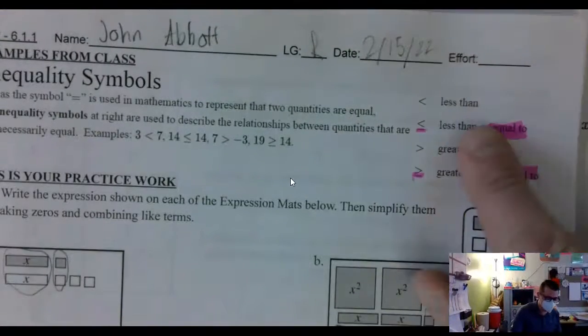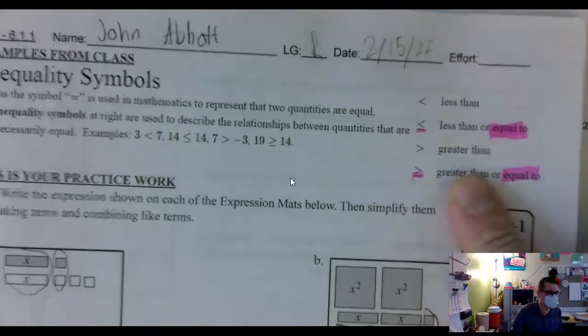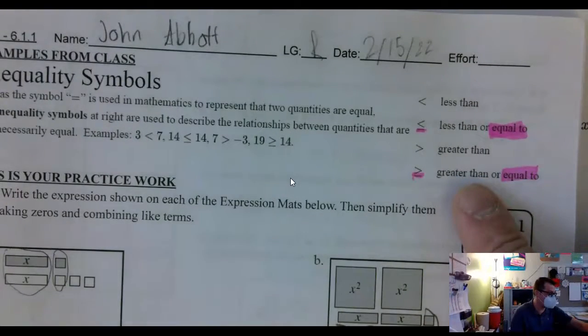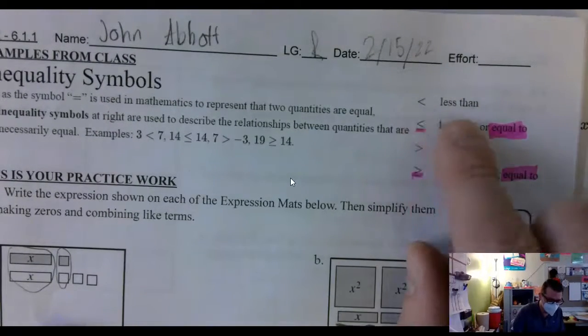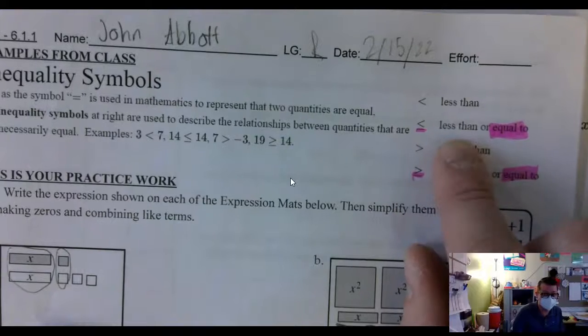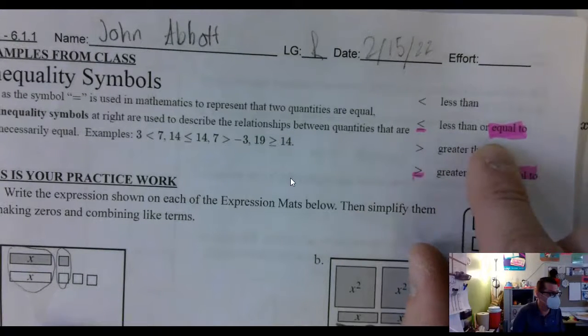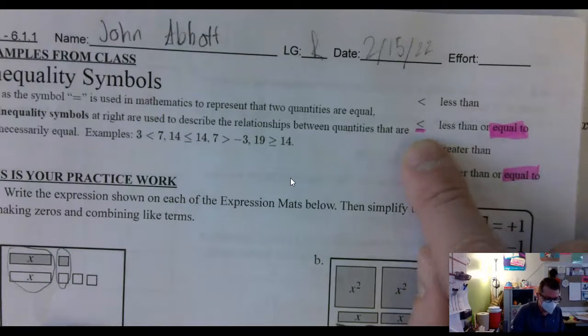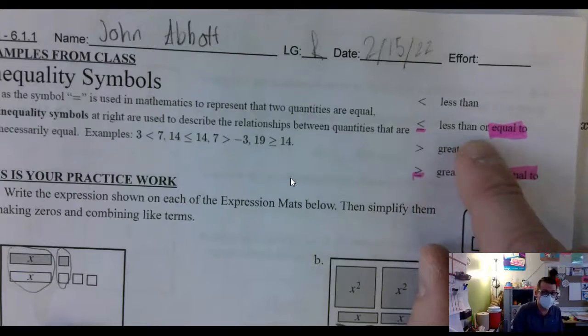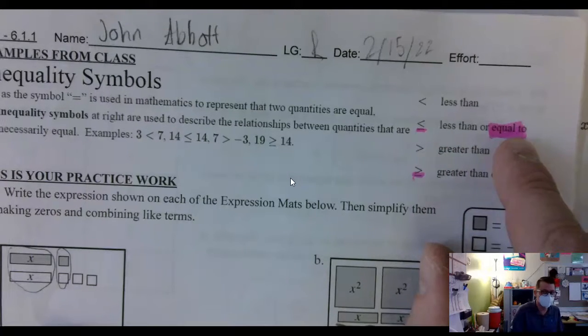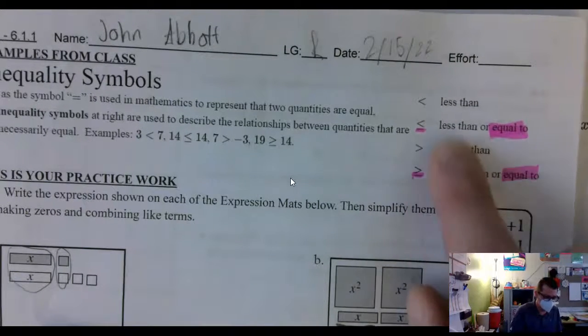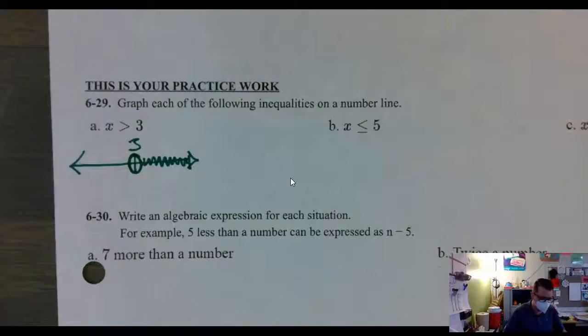Cool, thanks. On your 611, because I have not gotten a chance to grade these yet, I have all your mastery stuff I need to give back today. But if you need a reminder of these names, we highlighted, thank you for highlighting, John, the line under it gives us or equal to. Whichever one it is, less than or greater than, that's or equal to.